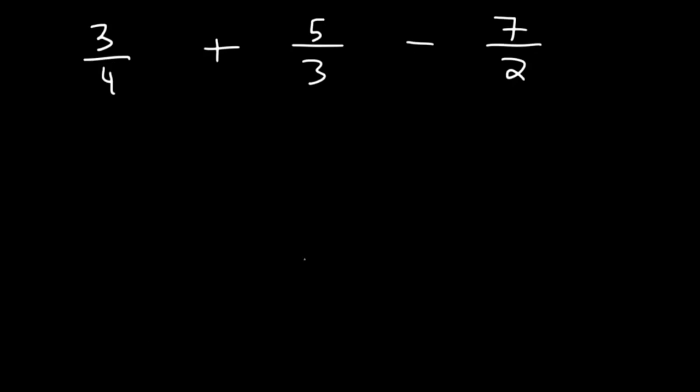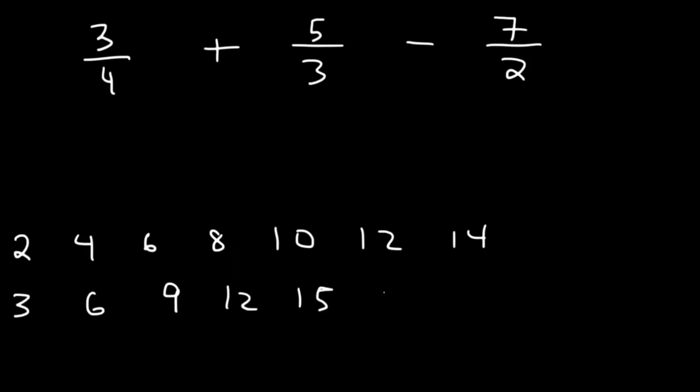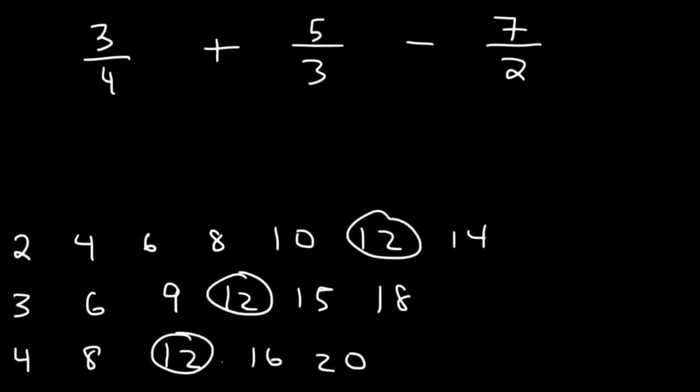If you want to find the least common denominator, make a list. All of the multiples of 2 are 2, 4, 6, 8, 10, 12, 14, and so forth. Multiples of 3 are 3, 6, 9, 12, 15, 18, and so forth. And multiples of 4 are 4, 8, 12, 16, 20. What is the least common multiple? We're looking for a multiple that is common to all 3 numbers, but it's the lowest. The least common multiple is 12. 12 is common to 2, 3, and 4, and it's the lowest of such numbers.